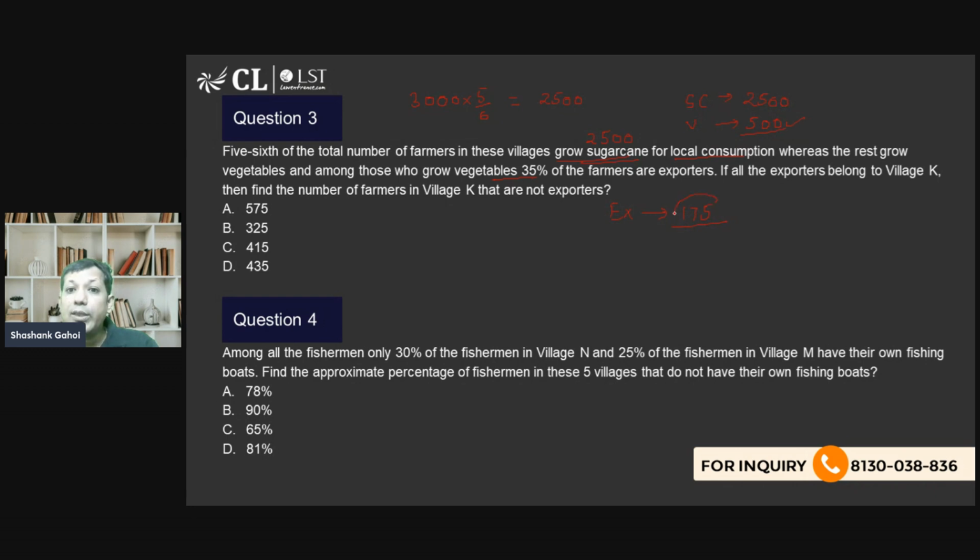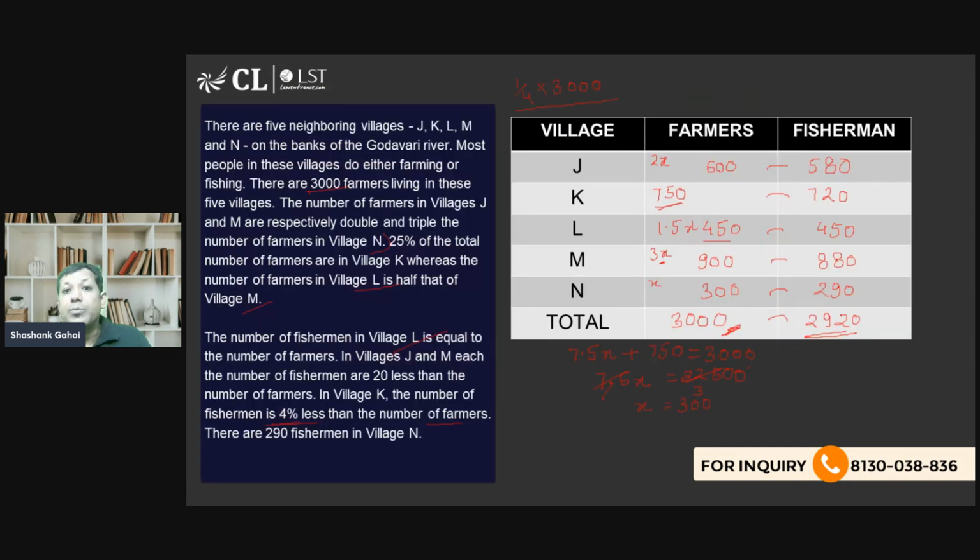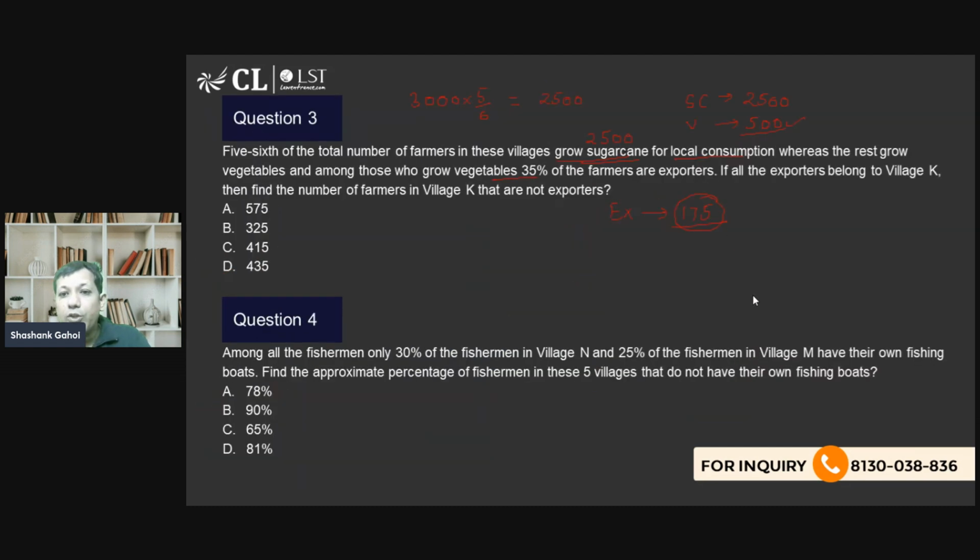All these exporters belong to village K. Then how many farmers of village K are not exporters? So in village K, what is the number of farmers? That is going to be 750, right? So 750 farmers are there. Out of 750, 175 are exporters. So how many are not exporters? That is going to be 575. So that is going to be my answer. So my answer of this question comes out to be option A. And that's how we are going to solve the question.